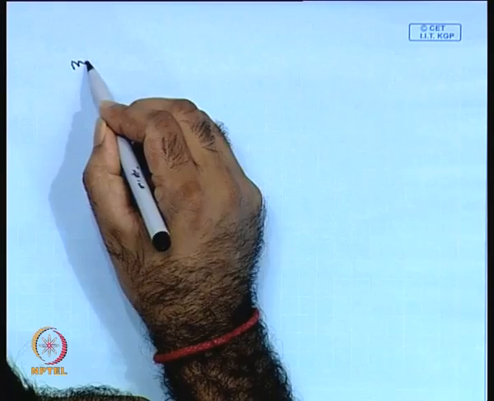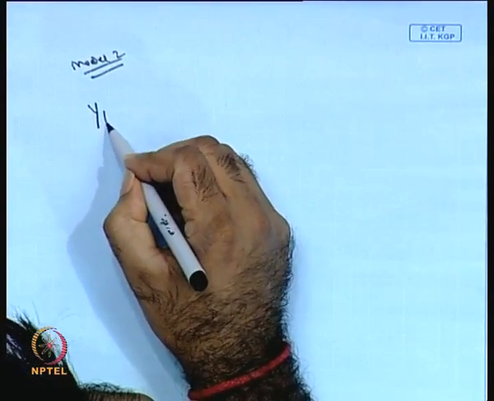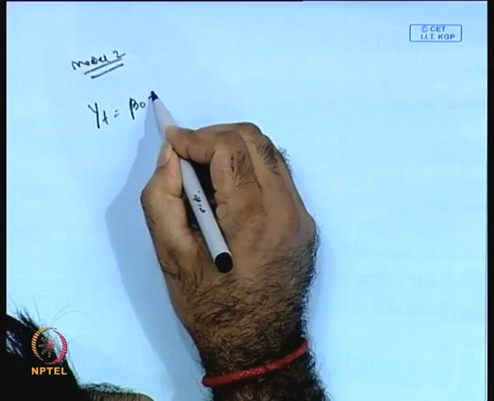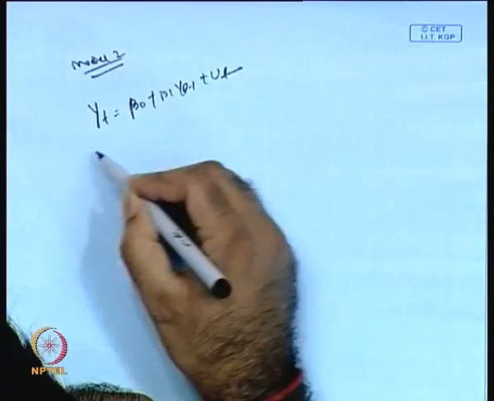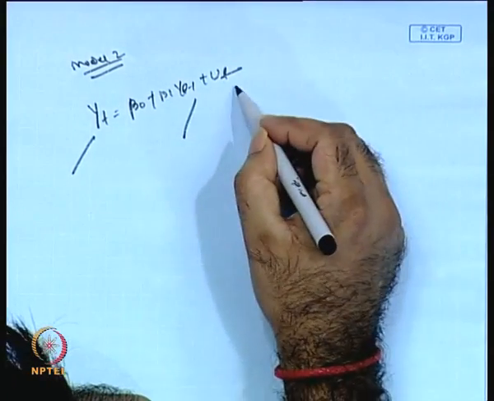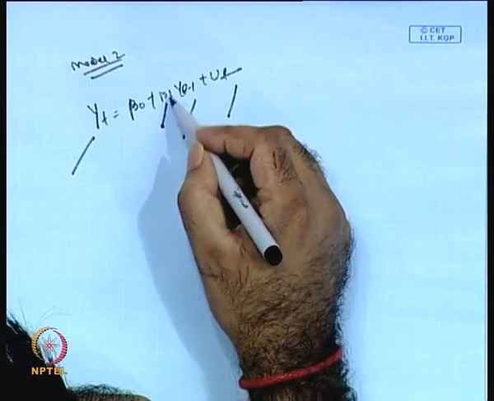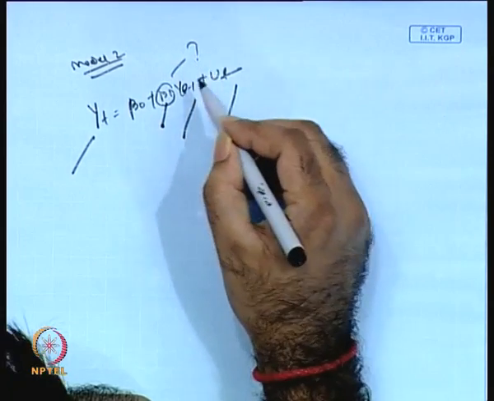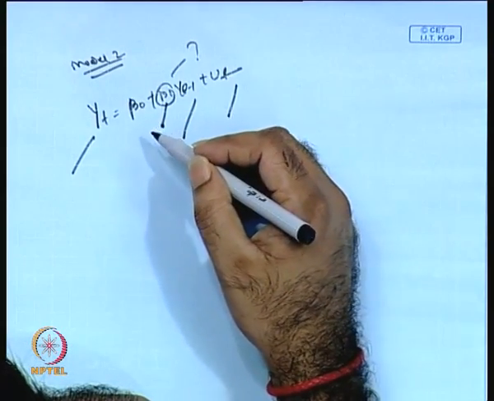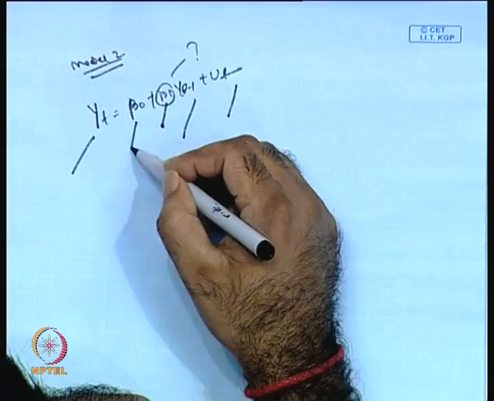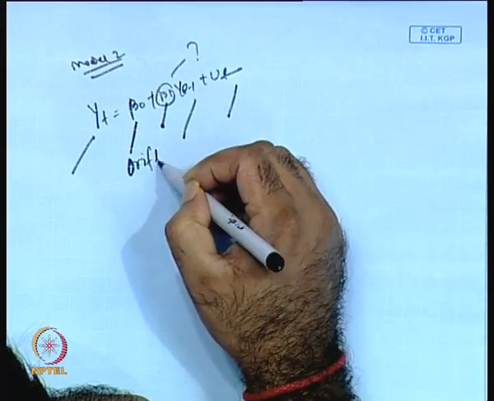So, in model 2, I will write it this way: yt equal to beta 0 plus beta 1 yt minus 1 plus ut. Okay. So, this is the dependent variable, this is the independent variable, this is the error term, and these are the parameters we would like to estimate. This is the most important, because its significance will give you a signal whether there is a unit root or not. And beta 0 is a constant, it is called a drift. Okay. It is a drift.